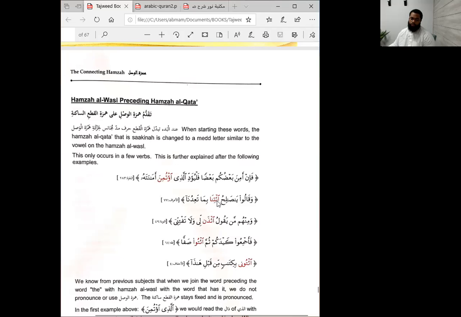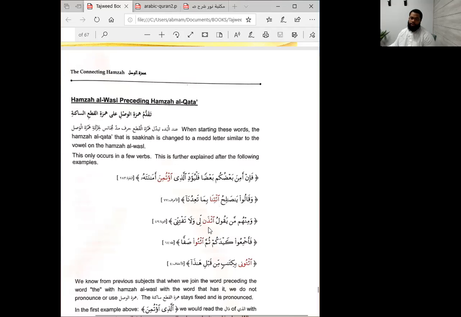The next example, we have Hamzat al-Wasl followed by Hamzat al-Qata'. The third letter has a kasra, which means Hamzat al-Wasl is going to have a kasra. Because Hamzat al-Wasl has a kasra, the next Hamza will be turned into a ya, because the ya is the most appropriate letter for the kasra. Itina.